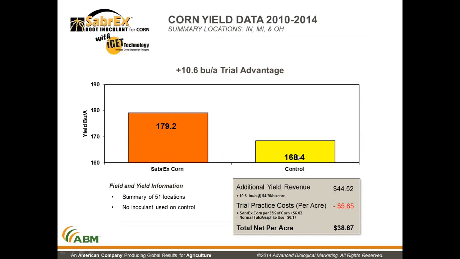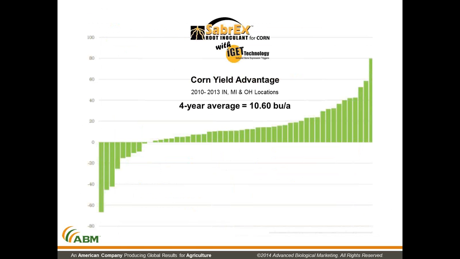As a result of that 10.6 bushel yield advantage, the net profit to the grower would be $38.67 per acre, and that's figuring on $4.20 corn. When we take those 51 locations and put them on a chart like this, we'll find that we don't always get a yield response. But we can see here that approximately 80 to 85% of the time, we do see a positive yield response with Sabrex for corn.